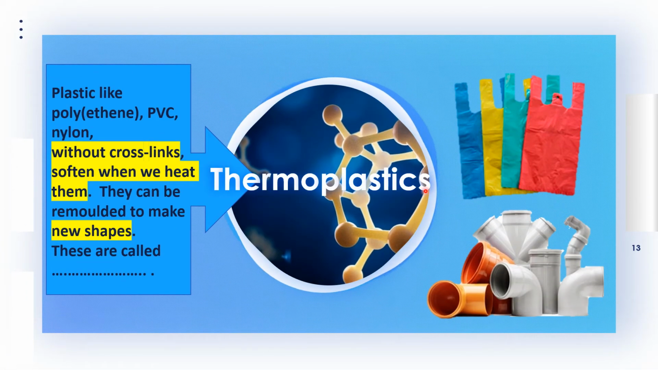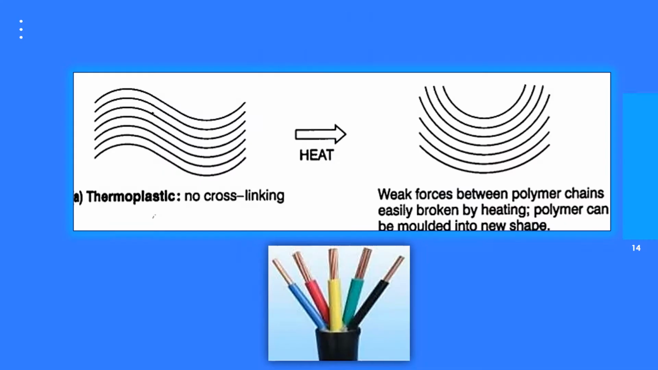Now let's look at thermoplastics. Plastics like polyethylene, PVC, and nylon, without crosslinks, soften when we heat them, and they can be remolded to make new shapes. These are called thermoplastics. Thermoplastics do not have cross-linking between the chains, so when heated, the weak forces between polymer chains are easily broken, and the polymer can be molded into a new shape.